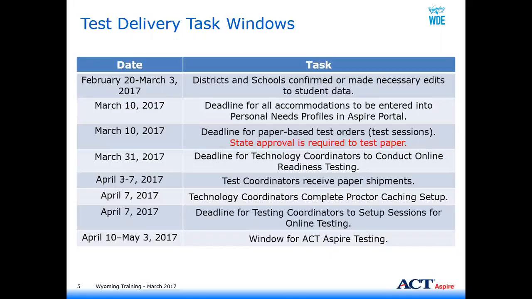April 7th is also the deadline for testing coordinators to set up any test sessions for online testing. So paper-based testing was March 10th. April 7th, all of your online testing, you should have those set up and students added in there by April 7th. And then the ACT Aspire testing window will open up on April 10th and go through May 3rd.